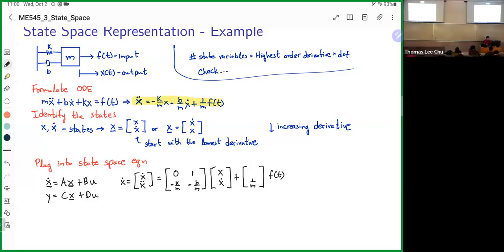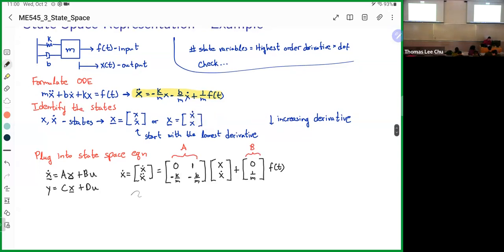So the top row is just basically a redundant equation. We're saying velocity is equal to velocity. So then we have 0 there. And that's our A matrix. This is our A matrix, and this is our B matrix.